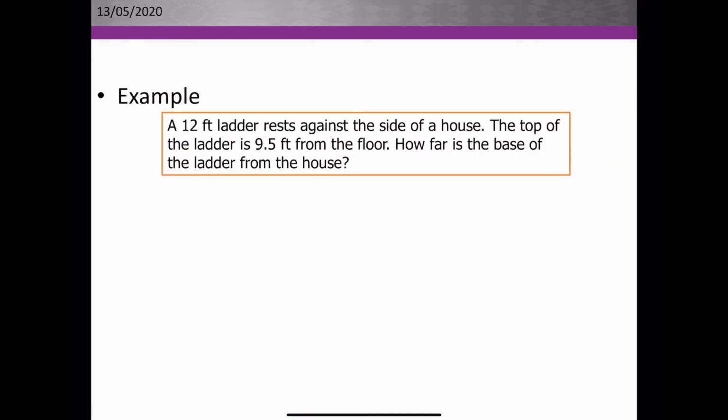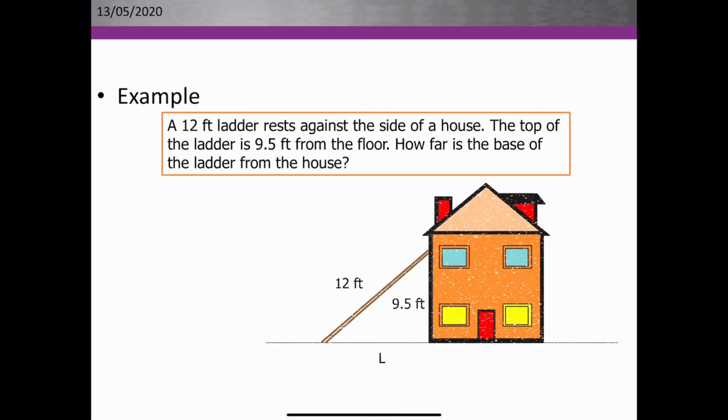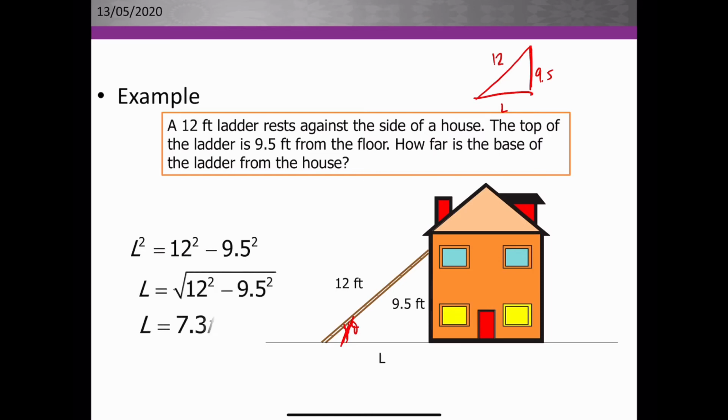Same again, pause the video. So a 12-foot ladder rests against the side of a house. The top of the ladder is 9.5 feet from the floor. How far is the base? So again, you should have drawn a diagram. You don't need the house, okay? I am looking for simply this. That is what I'm looking for. 9.5, 12, and you're trying to find how far the base is. So eventually we're going to be trying to find this angle also, using trigonometry. But for now, we're simply working out Pythagoras. Using Pythagoras, that is 7.3.